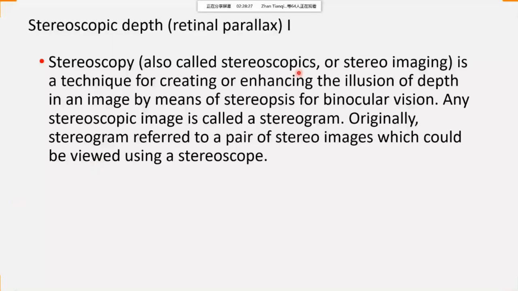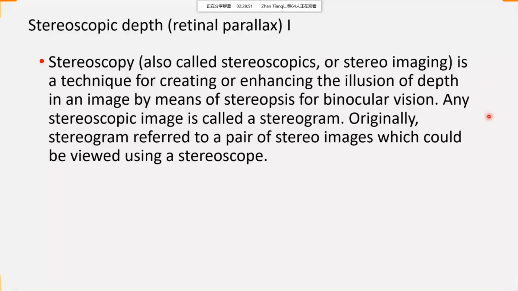It's also called stereoscopics or stereo imaging. And it is a technique for creating or enhancing the illusion of depth in an image by means of stereopsis for binocular vision with two eyes. Any stereoscopic image is called a stereogram.